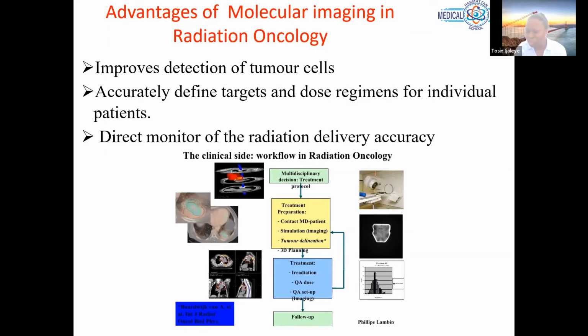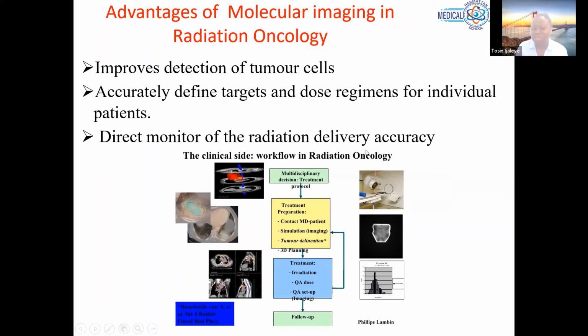It helps with planning for a particular patient, and also helps to define targets, not just in the case of palliative care. It says, this is the target you are looking at, which helps reduce the effect of radiation on other parts of the body. And we also have the direct monitoring of the radiation delivery accuracy. We can use these molecular methods to monitor whether the radiation is being delivered accurately or not.